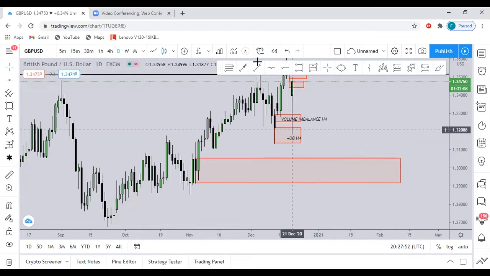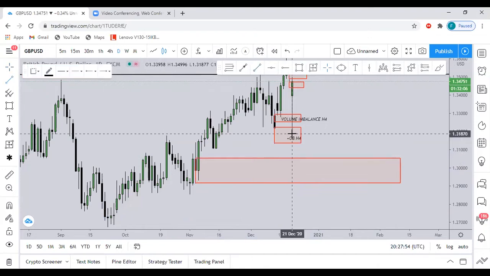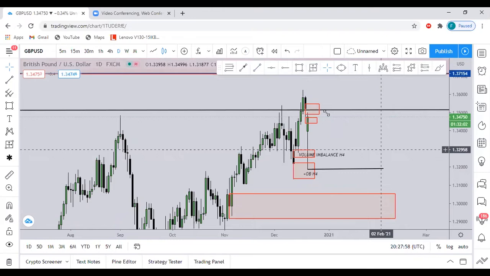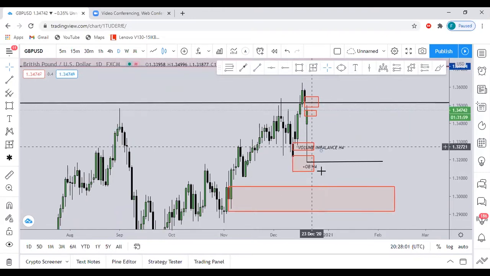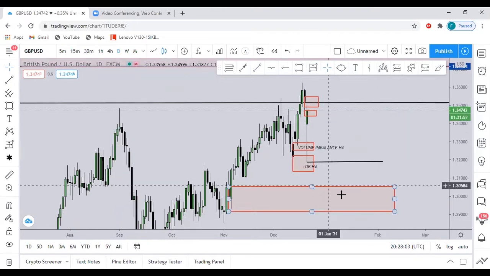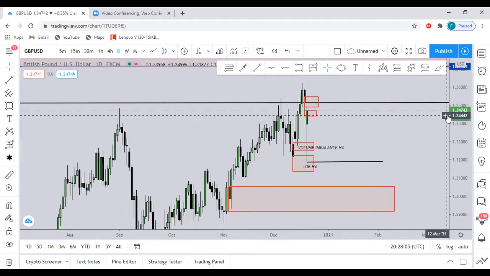Because this is a draw on liquidity. This long wick, that's a liquidity pool. So you can see the market trade back to clear it, then trade into this bullish order block, and then it continues going up. So you can be monitoring it throughout the week to see what will happen.